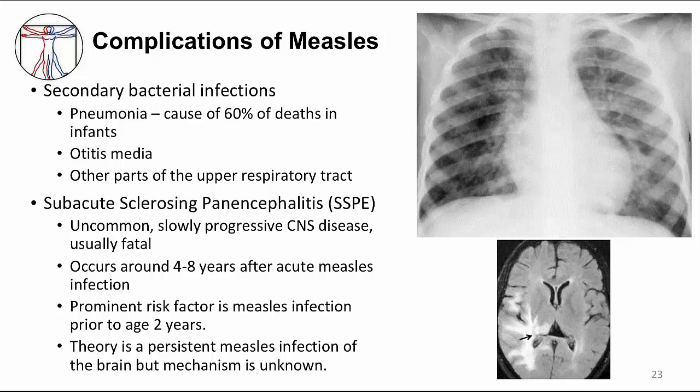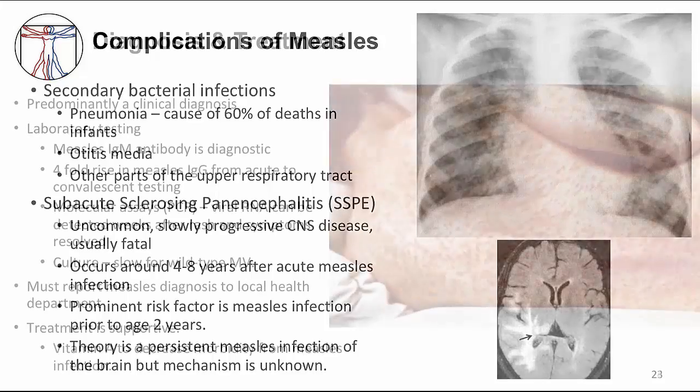A second important complication of measles is SSPE, which stands for subacute sclerosing panencephalitis. SSPE is very uncommon compared to secondary bacterial infections. It's a slow, progressive CNS disease that's usually fatal. It occurs 4 to 8 years after acute measles infection, and a prominent risk factor is acquiring measles infection before age 2. Measles is known to be the causative agent of SSPE, but the mechanism that results in SSPE is not definitively known.